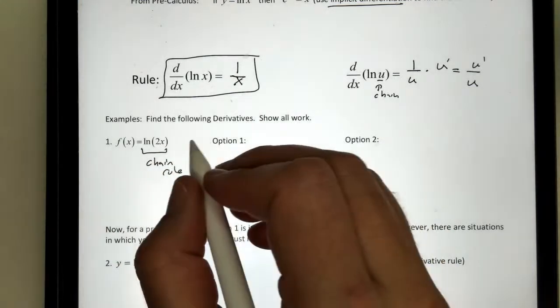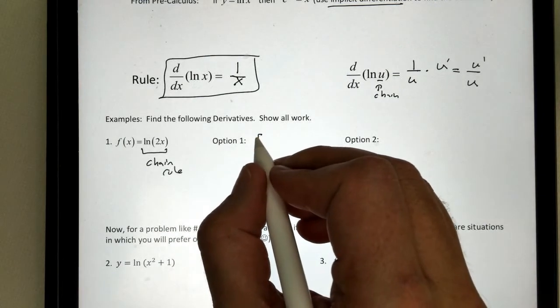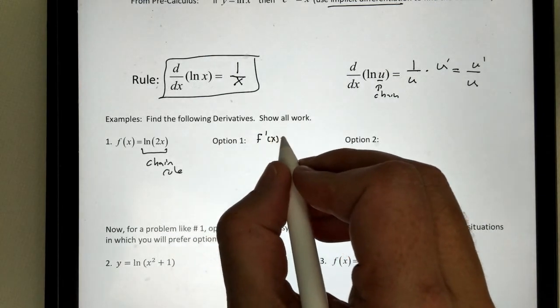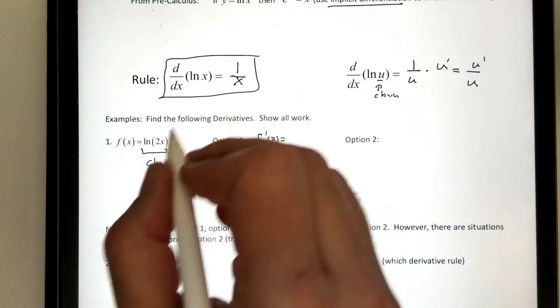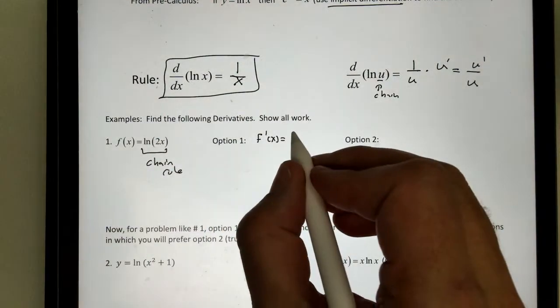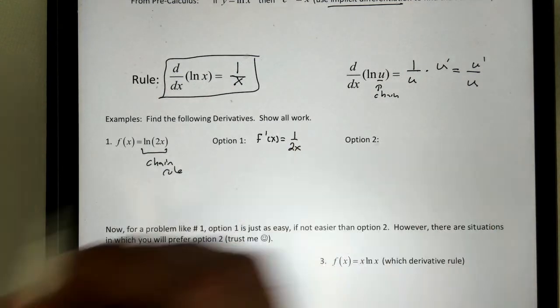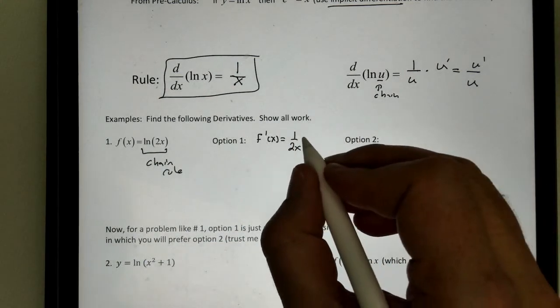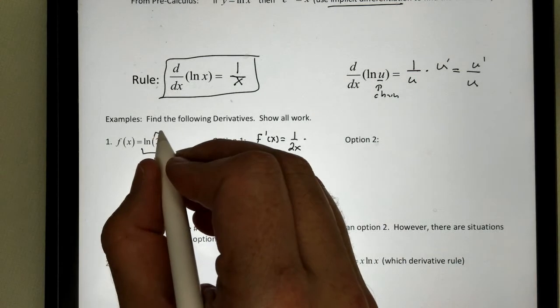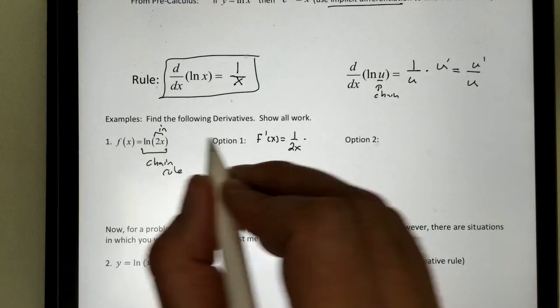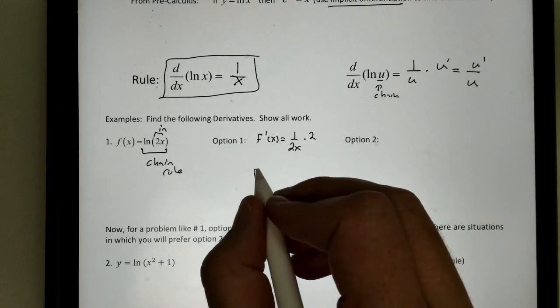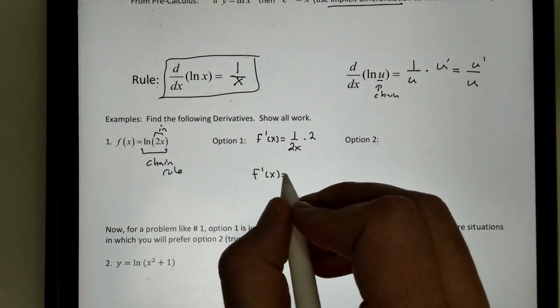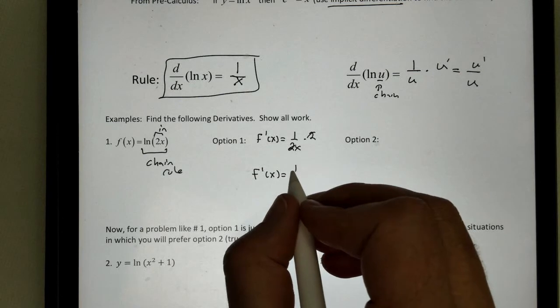So when I take the derivative, option 1, I'm just going to get f prime of x is, my rule says it's just going to be 1 over x. Well, my x here just is 2x, so I'm going to get 1 over 2x. So we just get 1 over whatever is on the inside. Multiply that. Now there's a chain rule because there's an inside. The derivative of 2x is just 2. And there's my answer, and I can leave it like that. But I can also simplify it. If I simplify it, the 2's will cancel, and I get 1 over x.